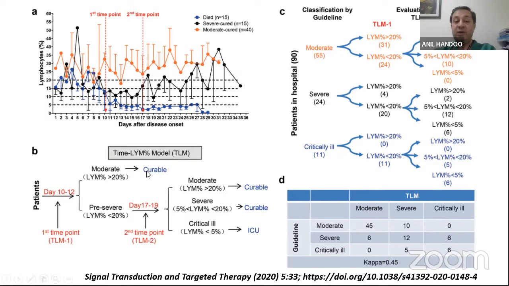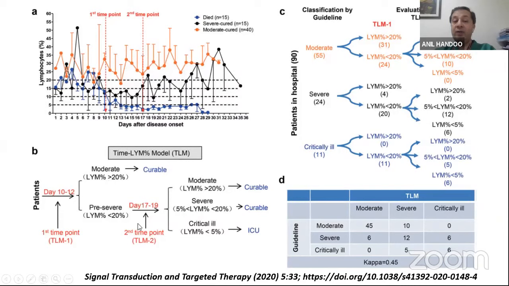And if you look at this part of the slide over here, what you're able to see is that at the first time point, that's day 10 and 12, they were able to differentiate between moderate and pre-severe disease based on a 20% lymphocyte cutoff. All those who had more than 20% lymphocytes, they got cured.